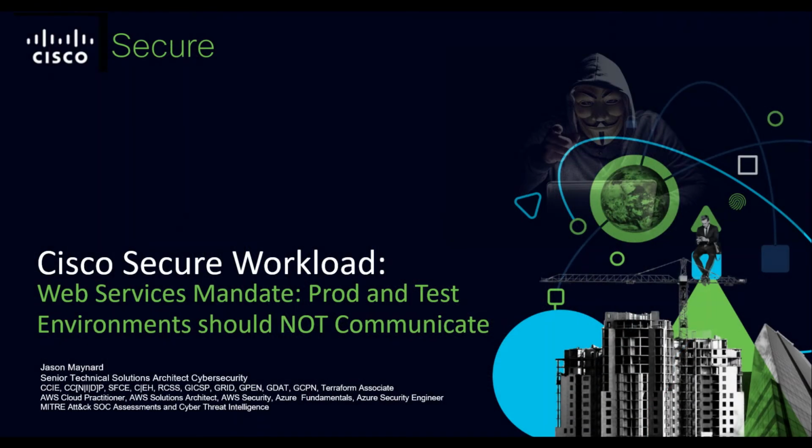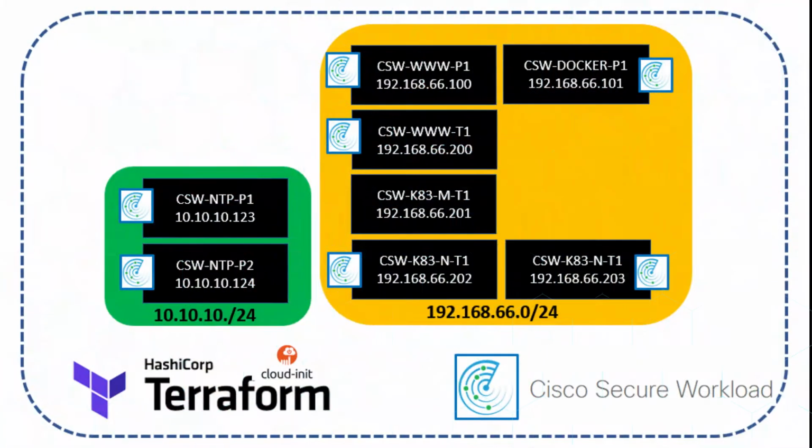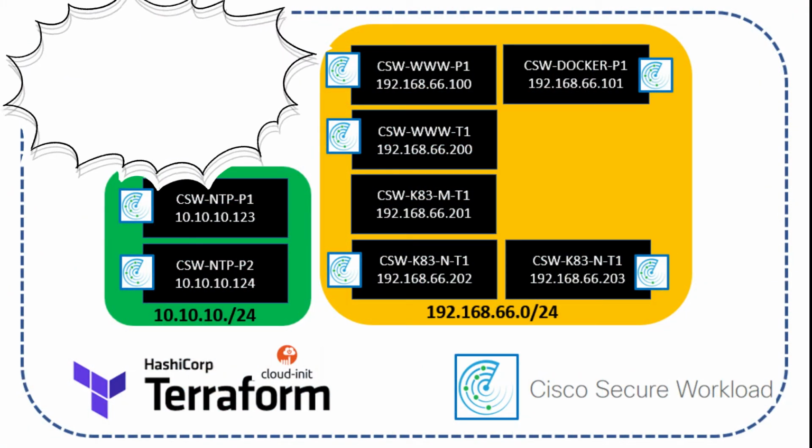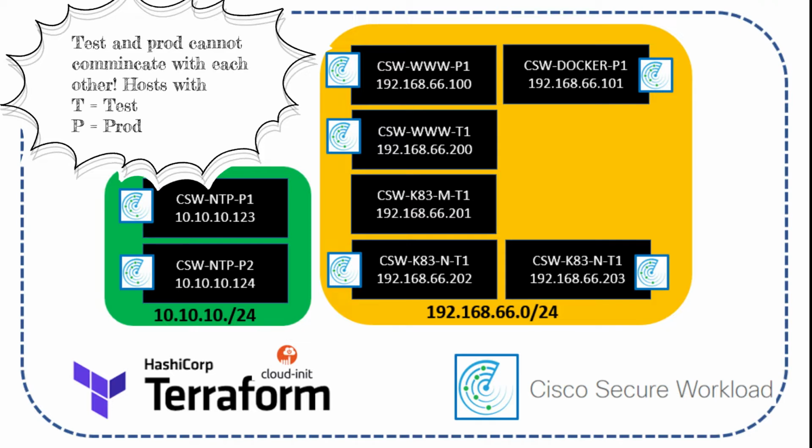Cisco Secure Workload, web services mandate: production and test environments should not communicate. So we've got this flat layer 2 network with the same layer 3 IP address with test and production systems on it. We've also got another network that has production systems on it. We do not want cross-contamination. We want to ensure that test cannot talk to production and production can't talk to test. How are we going to do that?